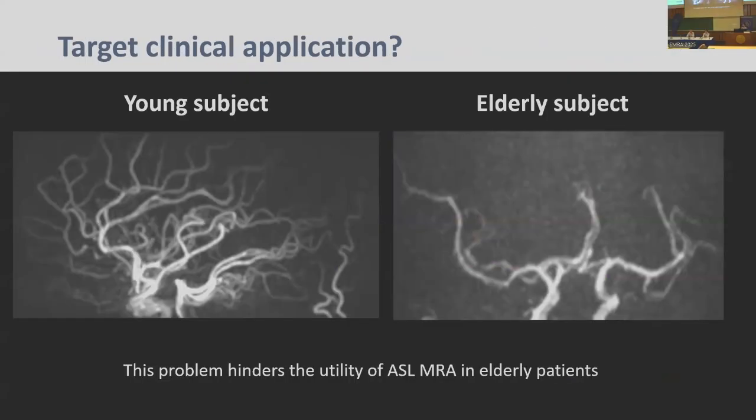The other thing that came to my mind was the target clinical application. These two images are a very good example. The image on the left-hand side was acquired from a young healthy subject, and very small distal arteries are clearly visualized. In contrast, the image on the right-hand side was acquired from an elderly subject, and the visualization of distal arteries is not as good as the one on the left-hand side. This is because of the slow blood flow, which is very common in elderly patients.